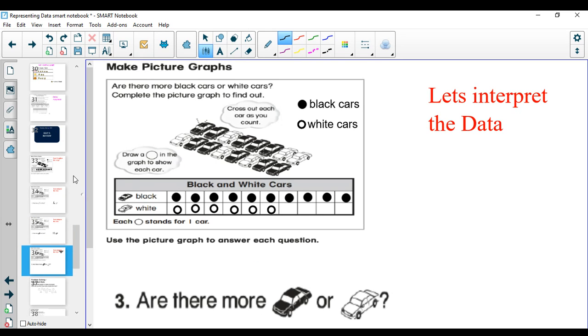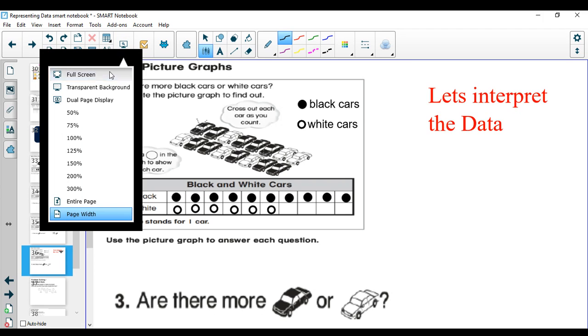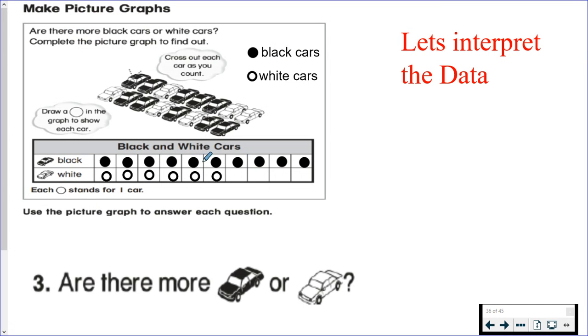Then we need to know, are there more black cars or white cars? Well, as you can see here on our picture graph, we have way more black cars than white cars. We can draw a line where we have the tie, and we see while there are no more white cars over here, we still have all of these black cars right here. So we for sure have more black cars.